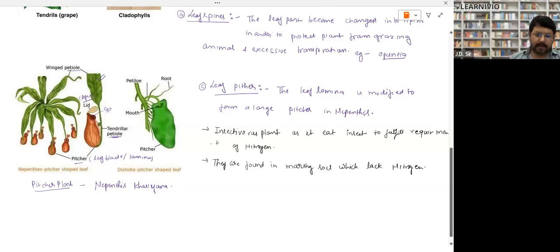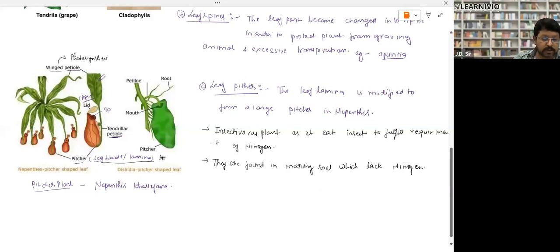I have told you, and they are called pitcher plant, because every plant has approximately 30 to 35 of these pitchers at the end of the leaf. So look, this part is called petiole. This part is not leaf. The winged petiole performs photosynthesis. Then this is the tendril petiole, an extension of petiole. Then the pitcher is the leaf blade or lamina, a modification of the leaf blade or lamina.